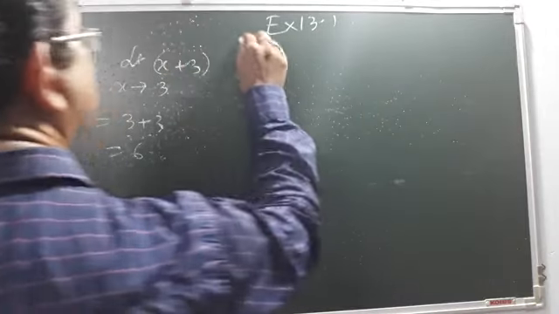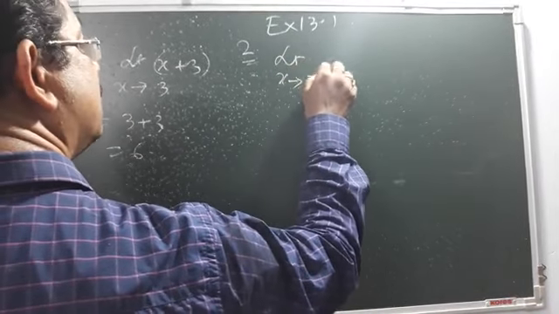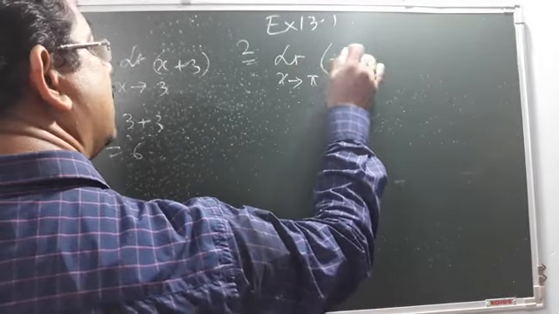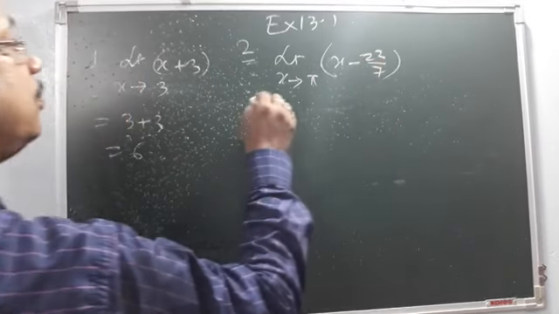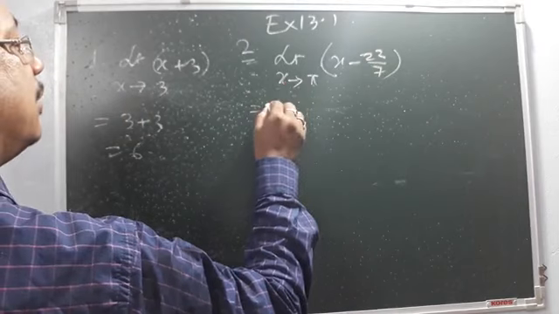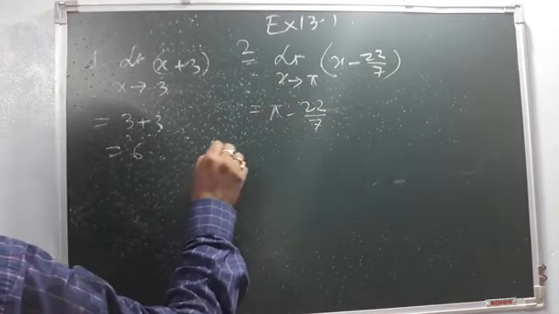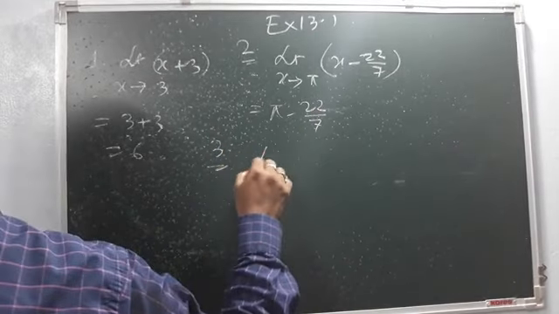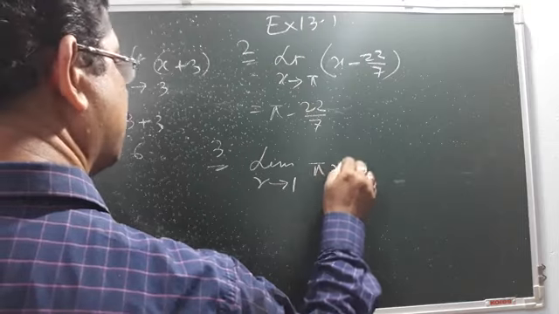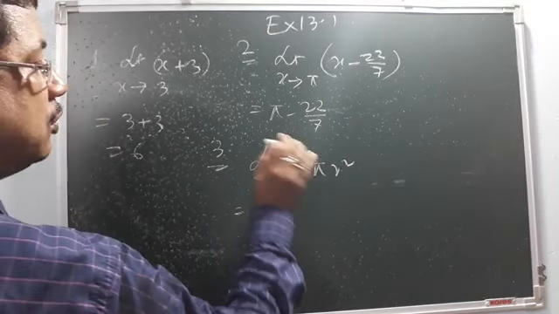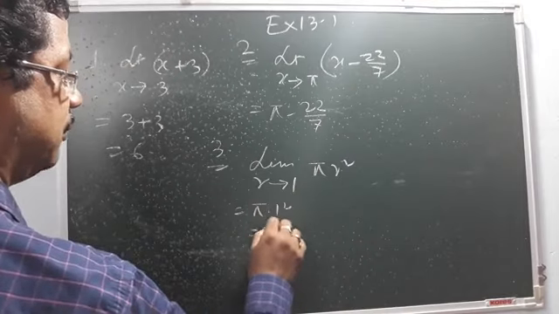Suppose second one, if we want to get the limit x tends to pi of x minus 22 by 7. What we have to do? Directly you replace x by pi, so it will be pi minus 22 by 7. Finished. Question number 3, limit r tends to 1 of pi r square. So we remove r, you have to replace by 1, so it is pi.